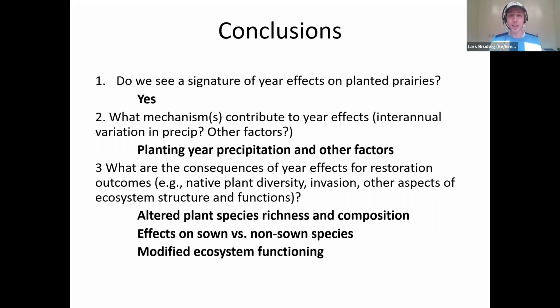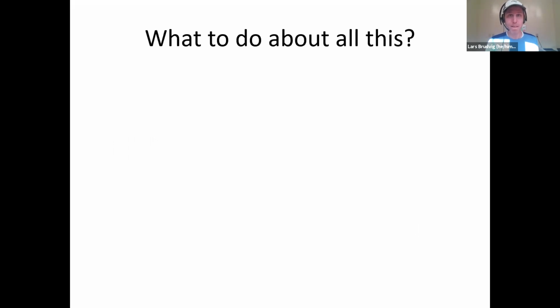And this has consequence for things that we ultimately really care about in prairie reconstruction: how diverse the communities are, how dominated they are by the seeded species, and conversely, how invaded they are by weedy species, and the ways that they function for things that may be important ecologically, or important also for additional aspects that we want to promote from these communities, like pollinating insects.